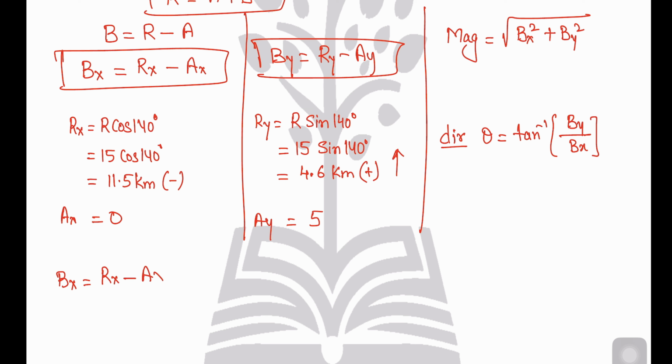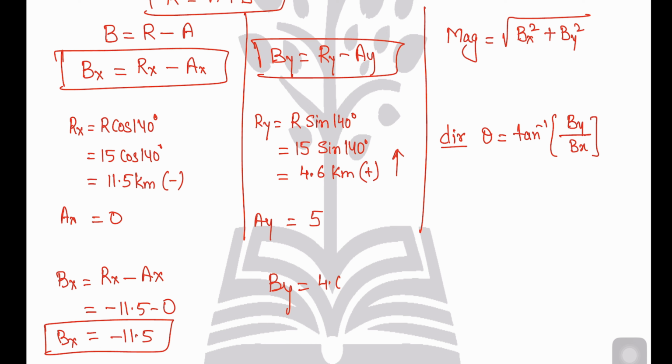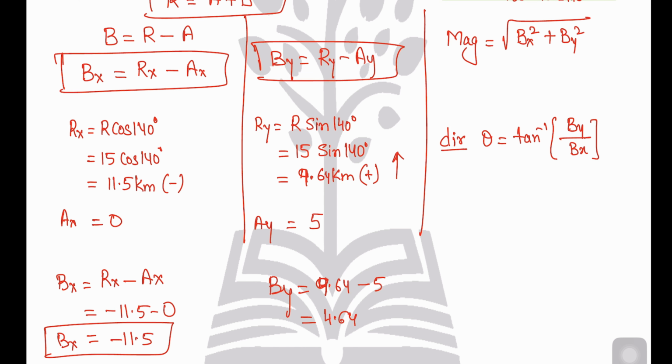Rx minus Ax, negative 11.5 minus 0. So the value is negative 11.5. This is Bx. Clear? Now By. So 4.6, the value here is 9.64, sorry. Here it is 9.64. So 9.64 minus 5 is 4.64. This is your By.